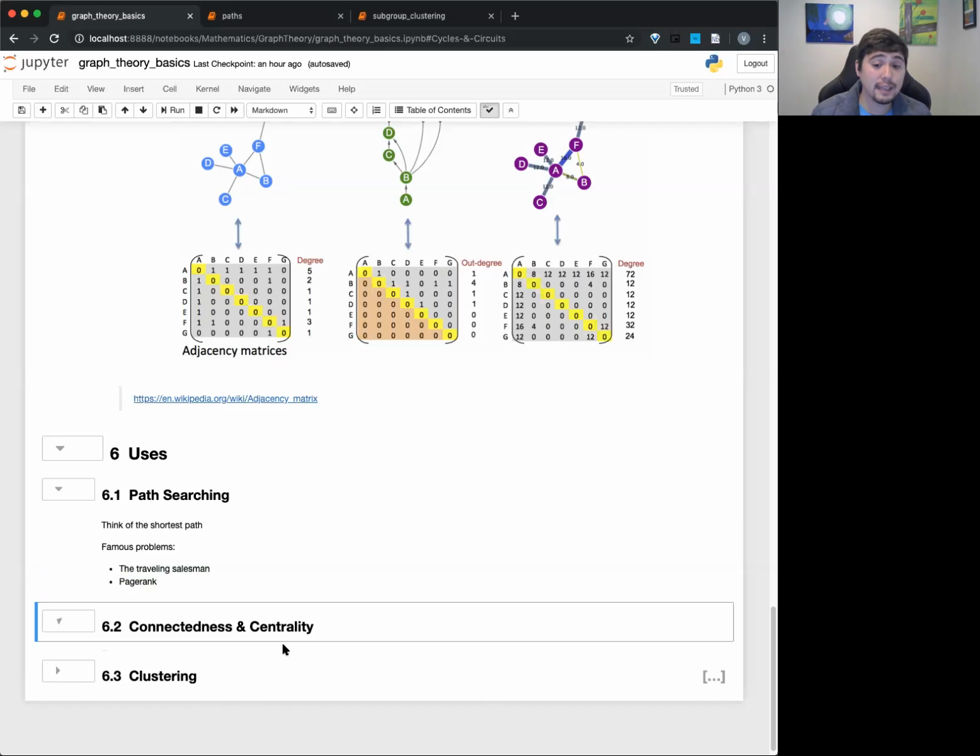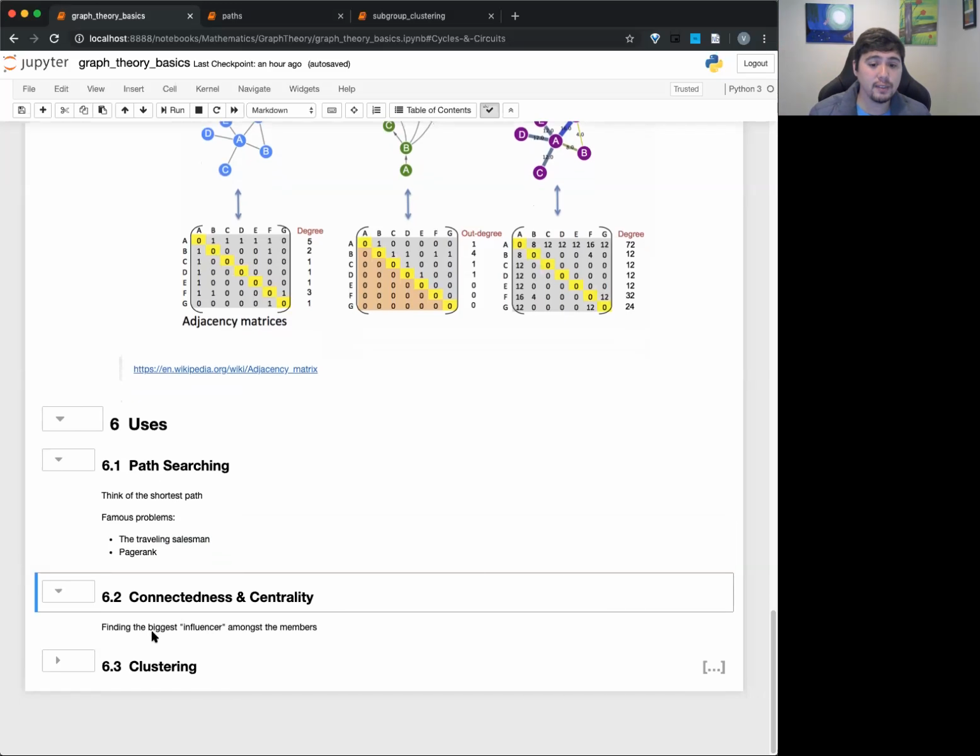We also have connectedness and centrality. Basically, you can think of it as the biggest influencer amongst the members. And "influencer" is a weird term now because of social media influencers. But what I really mean by influencer is just the thing that has the most connections.